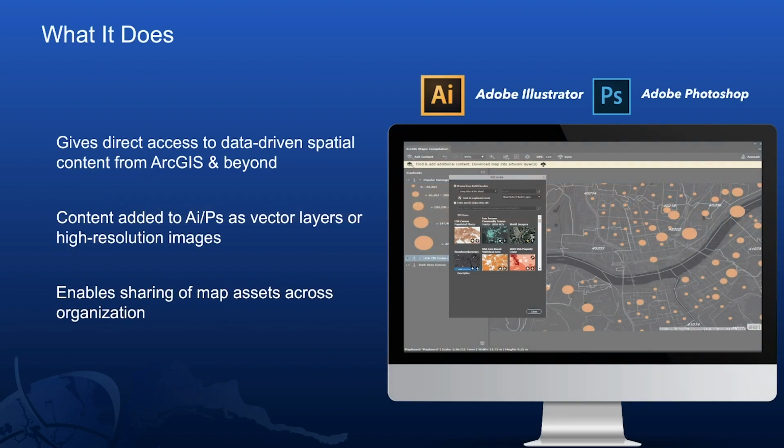So a bit more about what it actually does. As I said, it gives you direct access to authoritative data-driven spatial content from ArcGIS, and then also some other sources that we'll touch on later. So in Illustrator, you'll get vector layers as the output from the extension. In Photoshop, you'll get raster image layers.